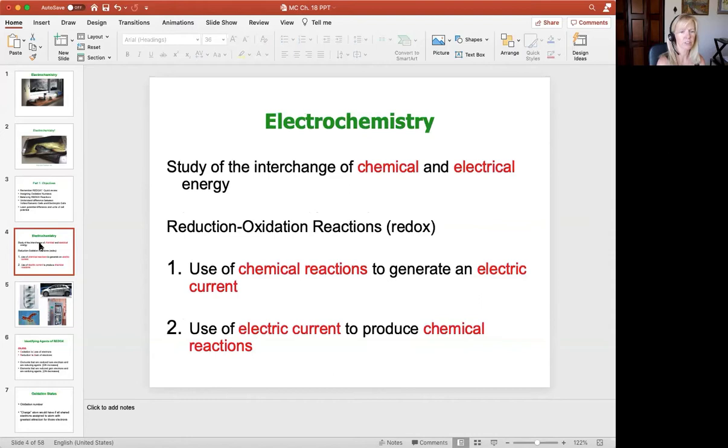So first off, electrochemistry is driven by redox reactions. And a redox reaction, remember, is an exchange of electrons. In this chapter, we're going to use redox reactions to either generate an electrical current in a voltaic cell, or use an electrical current to drive a non-spontaneous reaction in an electrolytic cell. The first part of this, we're going to talk about voltaic cells.